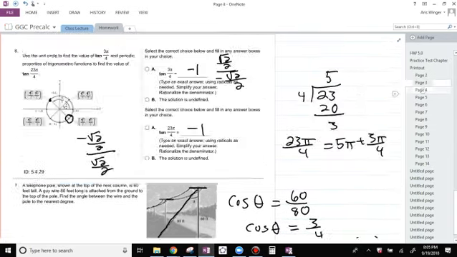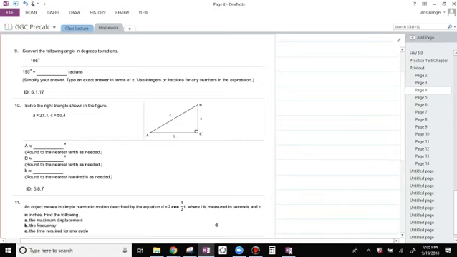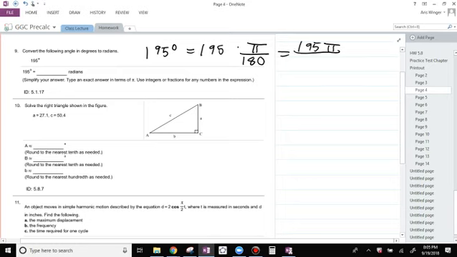Page 4, convert degrees to radians. 195 degrees equals 195, and I need to multiply by, what is it? Pi over 180. 195 pi over 180. Calculator will help you do all the reducing you need to on this fraction. 195 over 180.